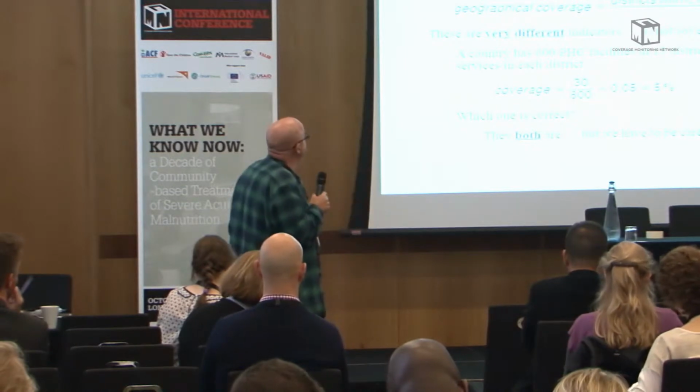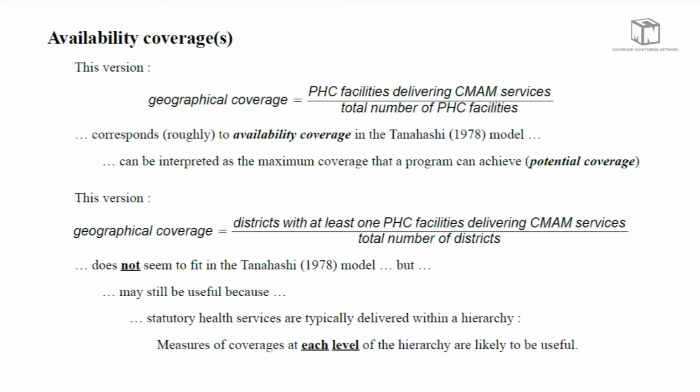Next slide, please. This version, the facilities that we deliver at divided by the total number of facilities that we could deliver at, corresponds to availability coverage. If we've got some form of rational deployment of our health centres, our bricks and mortar resources, then this would give us availability coverage. We can say this is the maximum coverage we can possibly achieve. That's one way you can do it.